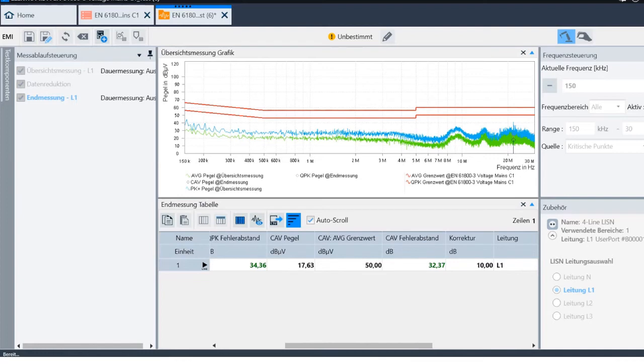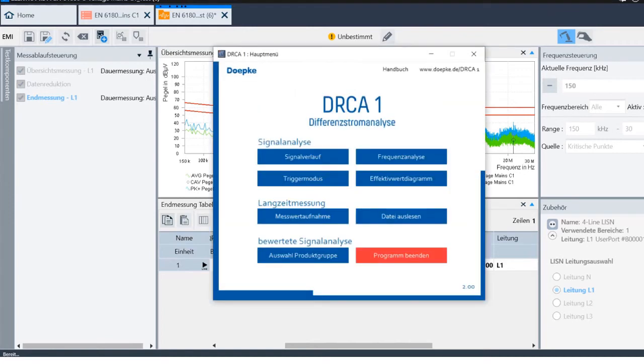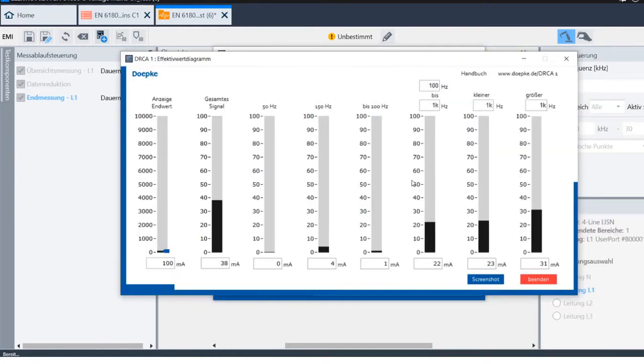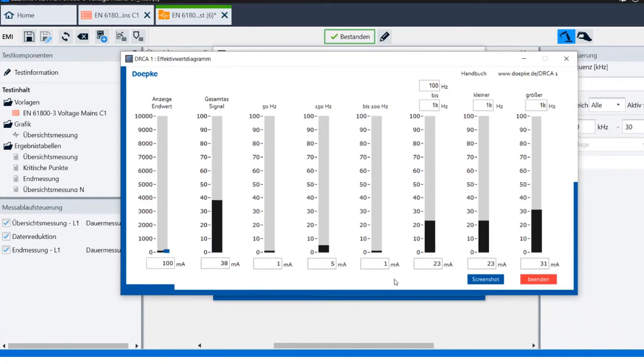So yeah, as we said before, we are still below the limit, about 32 dB below. And now we are switching on the leakage current measurement. Here you can see the effective diagram, and now it changed from 2 milliamp to 38 milliamp in the whole signal. But for the lower frequencies like 50 Hertz or 150 Hertz or 300, it's still very low, below 1 milliamp.